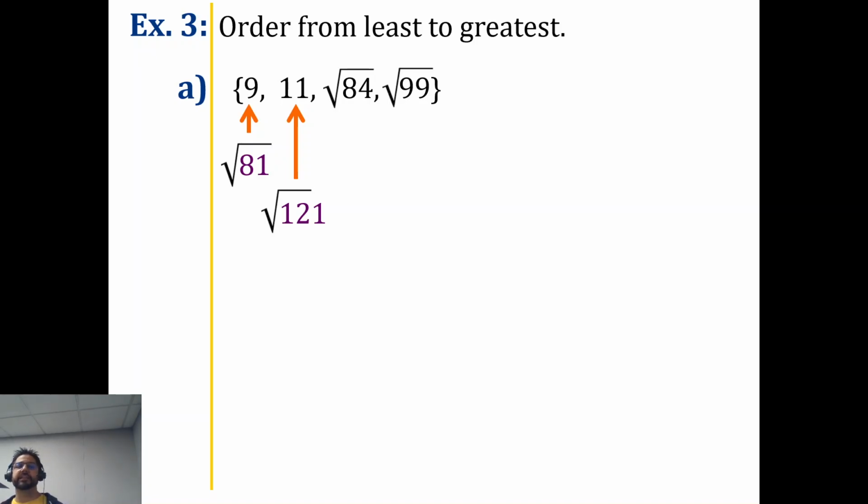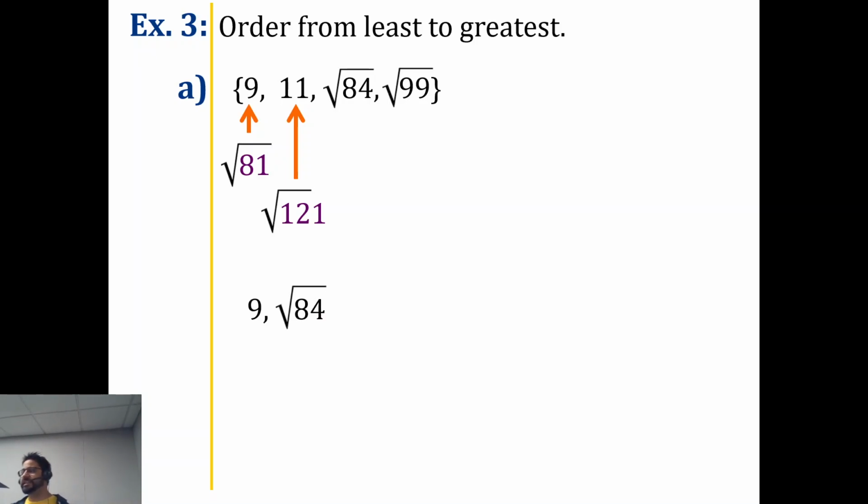But the key thing is making sure that your answer is using the numbers from the original problem. Meaning I notice that the smallest or the least is the square root of 81. But the square root of 81 is not my actual number, so I cannot put the square root of 81 as my answer. I'm going to start with a 9. Then I continue from least to greatest. I'm going to say the square root of 84. Well, the square root of 84 was my original number, so I'm going to put the square root of 84.